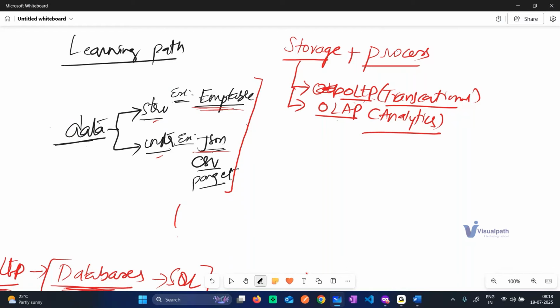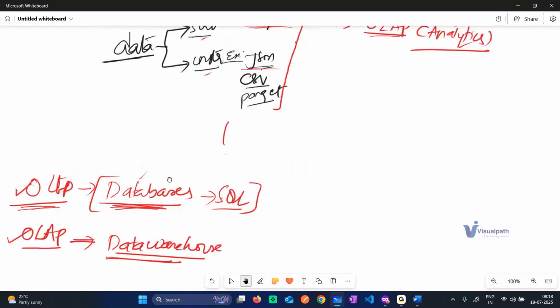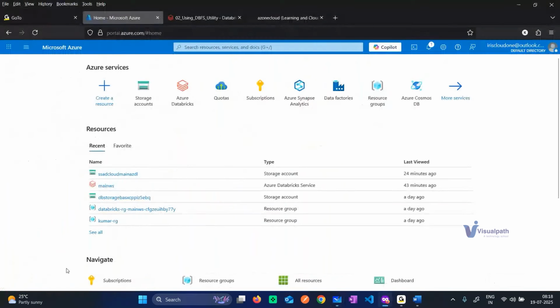Now we have to decide what purpose I'm storing this data for. I'm storing this data because I have records to be created and stored. We address this by using databases. Else, for the analytics process, we use data warehouses. That is the reason I have been highlighting the purpose of OLTP and OLAP. I hope OLTP and OLAP are very clear, everyone. Can we proceed a little further from here?